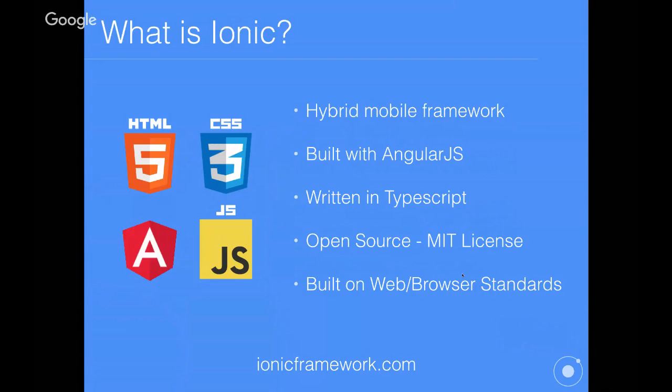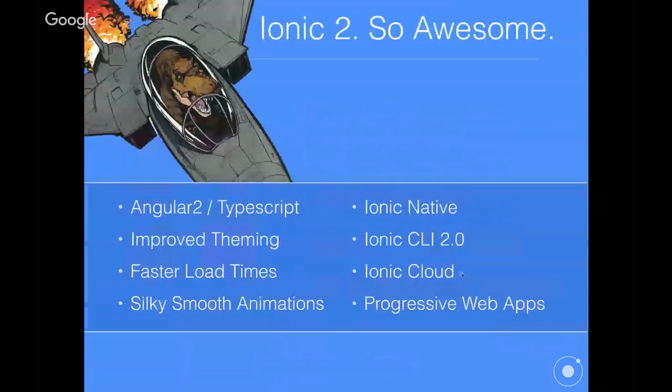Also, the framework, and pretty much everything I'm going to talk about, is open sourced under the MIT license, so it's fully available for you to use in any project you want, commercial or otherwise. And of course, as always, one of the great differentiating features of the Ionic framework is that it is built completely on web and browser standards. I'll talk a little bit more about the implications of that shortly. So it's awesome, Ionic 2.